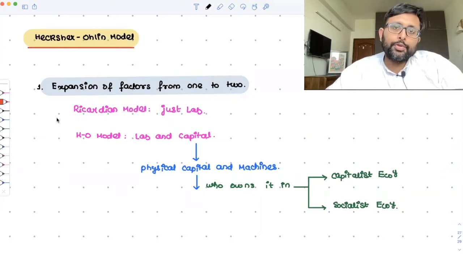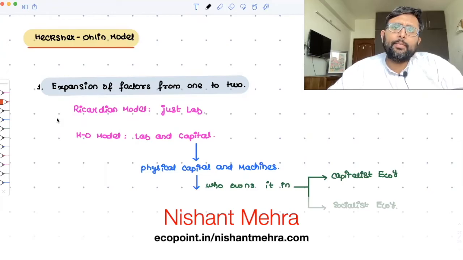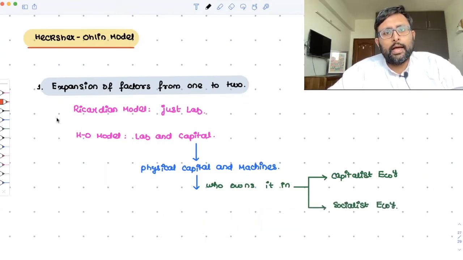So today we're going to start with Heckscher Ohlin model. So this is one step ahead of the Ricardian model. We're going to do what is the meaning of Heckscher Ohlin model and how it is being compared with the Ricardian model in this recording.